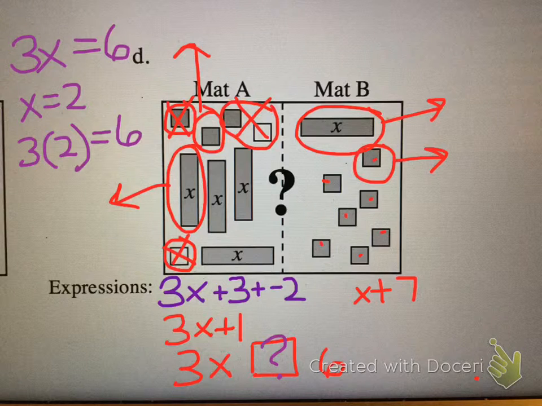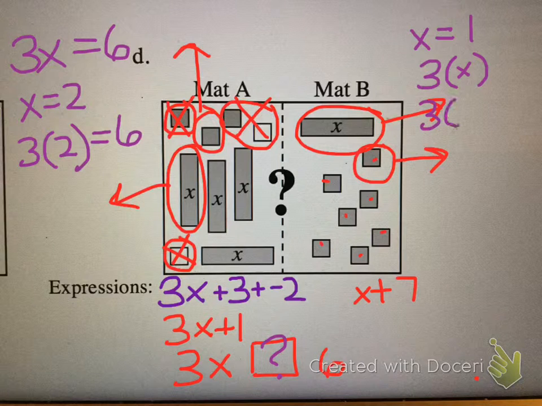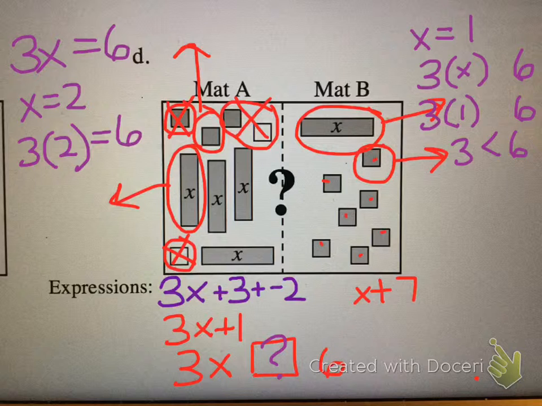If x is less than 2, so maybe x equals 1, I can go through and solve 3 times x, which is now 3 times 1, compared to 6. We know that 3 is less than 6. So any number, you could choose a negative, 1.9, any number less than 2, you're going to get Mat B being more.